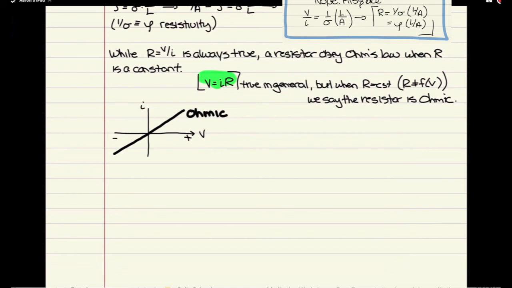And why is that the case? This looks like a straight line. We think a straight line is y equals mx. But in this case, y is the current. The horizontal axis is V. If you look at V equals IR and rearrange it, then that just means that the slope is 1 over R. So if it does have a constant slope in this relationship between I and V, the constant slope means that 1 over R is a constant, or equivalently, that R is a constant, no matter what the potential difference is.